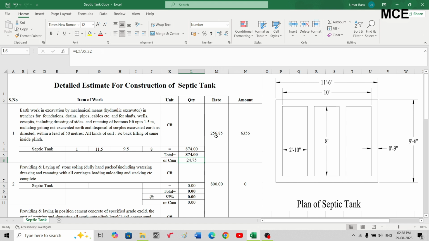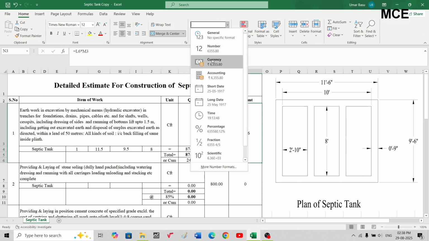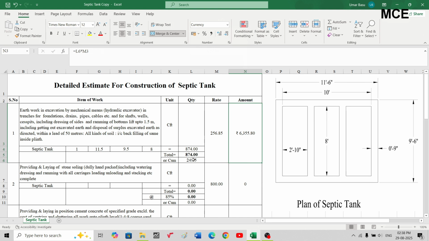The rate for this item is 256.85 rupees per cubic meter. So the total will be 24.75 multiplied by 256.85, which is equal to 6,356 Indian rupees. So this is the total amount for the first item.